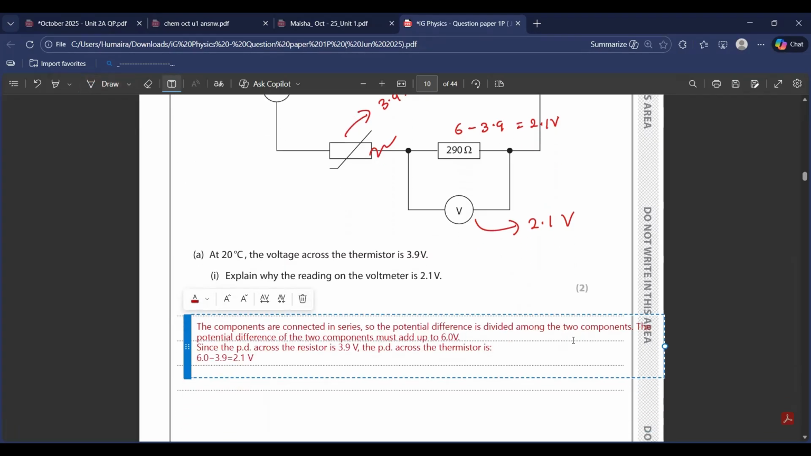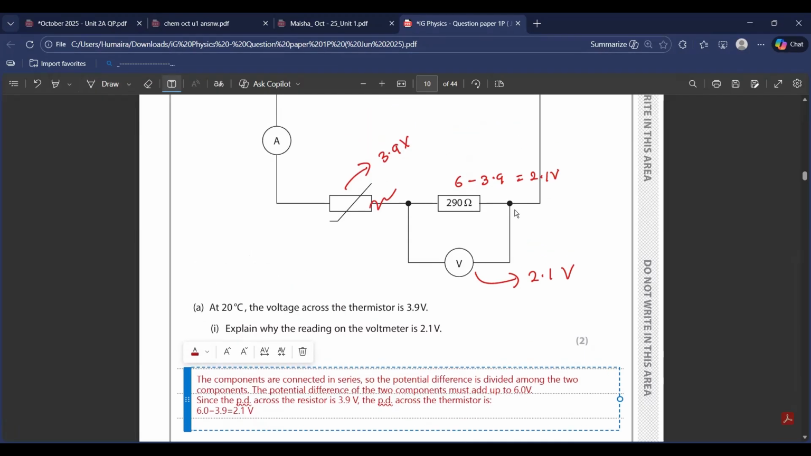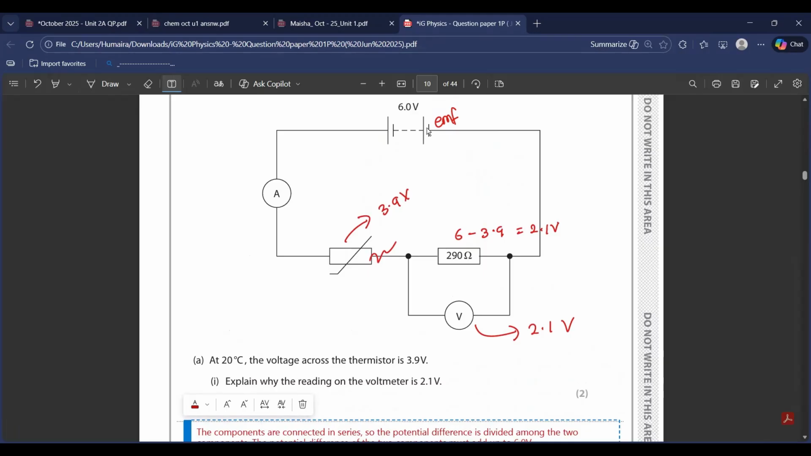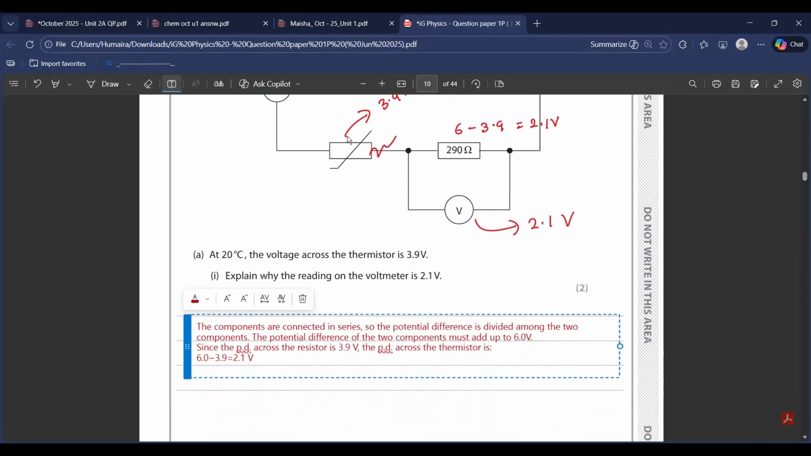So what we're going to write is the components are connected in series, so the potential difference is divided among the two components. The potential difference of the two components must then always add up to 6 volt again. Since the PD across the thermistor is 3.9 volt, the PD across the fixed resistor is 6 minus 3.9, which is 2.1 volt. And 2.1 volt basically is the voltmeter that is across this fixed resistor.